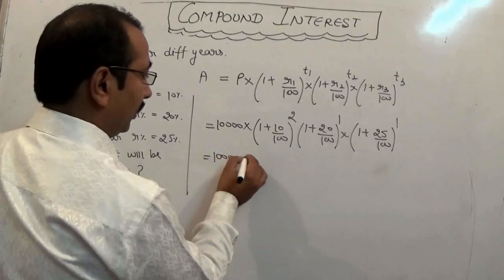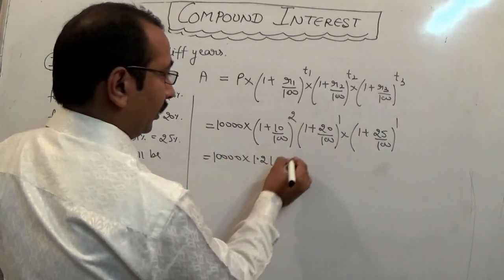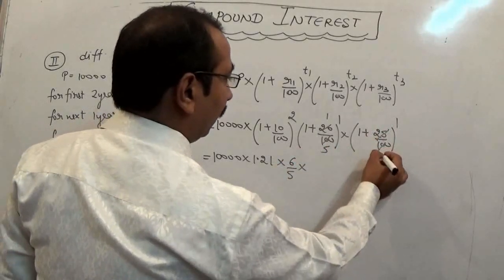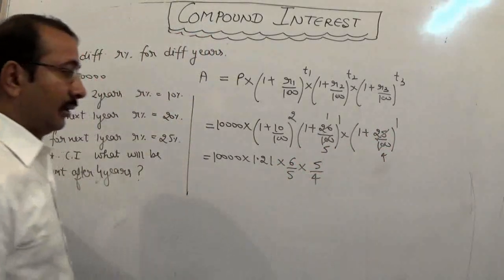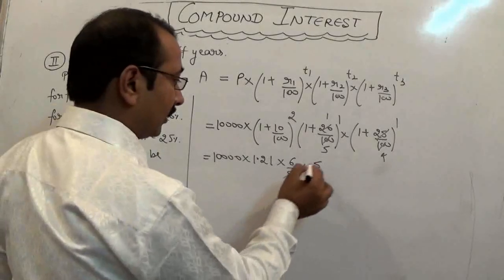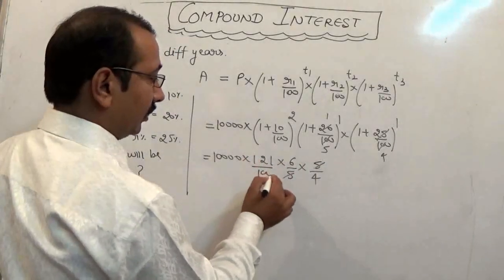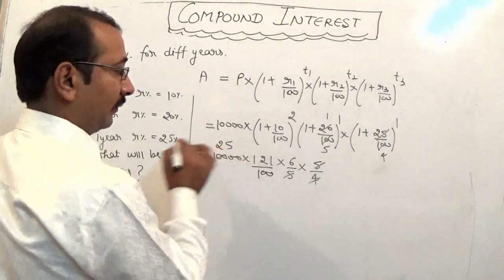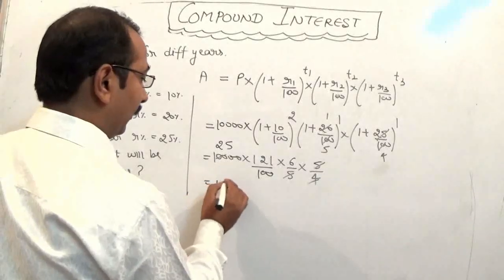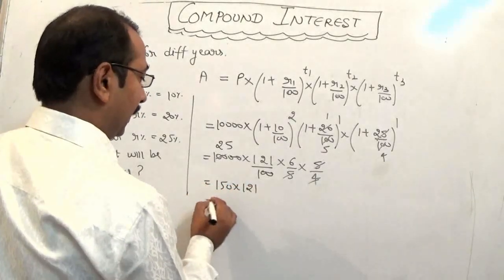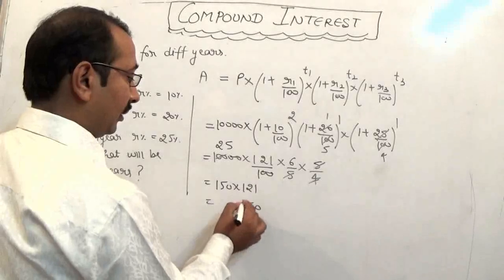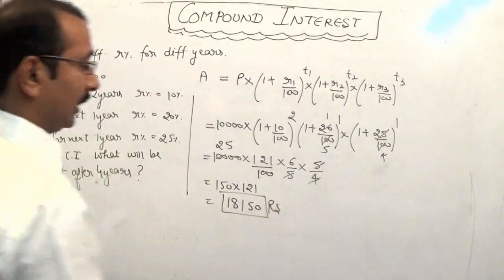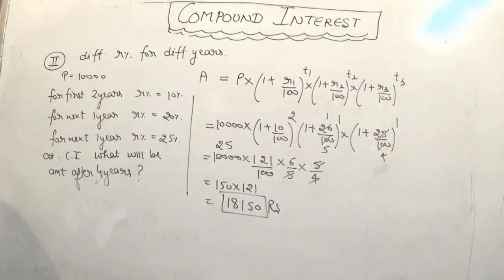This is 10,000 into 1.21 into 6 by 5 into 5 by 4. When we multiply, 120 upon 100, the 2 zeros will be cancelled out, and that would be 4, which goes into 25, then 25 into 6 is 150, into 121. My answer: 0, 5, carry 1, 30, 31, 3, 15, 3, 18. So I can say my total amount becomes rupees 18,150, that's my answer.